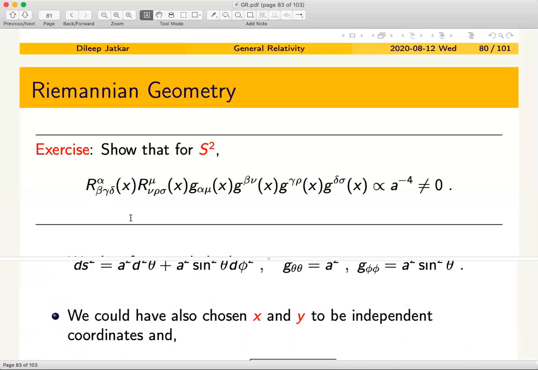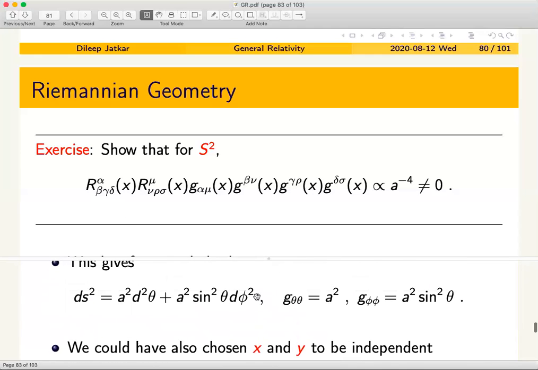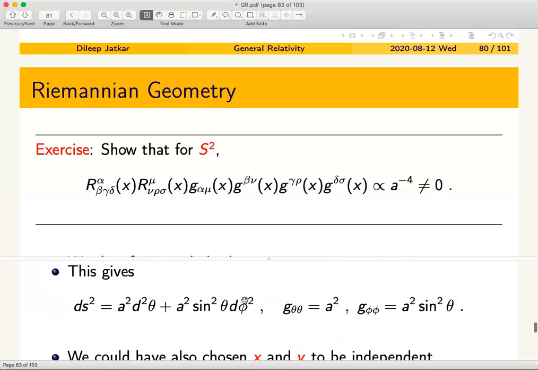This is a quantity which is coordinate invariant, so it doesn't matter in which coordinates you compute this quantity. Given this form, the first thing that you notice compared to the Minkowski space metric is that your metric, remember, a is a constant. We are looking at a sphere of constant radius, so a is a constant, but nevertheless your metric depends on coordinates. It's a function of sine squared theta, for example, g phi phi. g theta theta is still constant, but at least g phi phi is a function of sine squared theta.